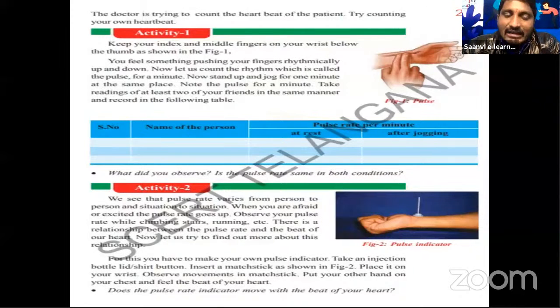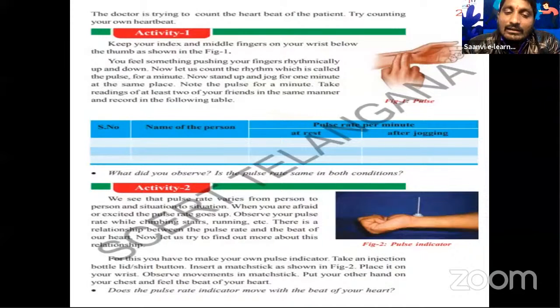When you are afraid or excited, the pulse rate goes up. When you are afraid or excited, or when you do vigorous exercise, then the pulse rate goes up. Observe your pulse rate while climbing stairs. Try to climb the stairs. While climbing stairs, you can observe your heartbeat will increase. Try to go to the 3rd floor, 4th floor. By climbing stairs, you can observe your heartbeat.